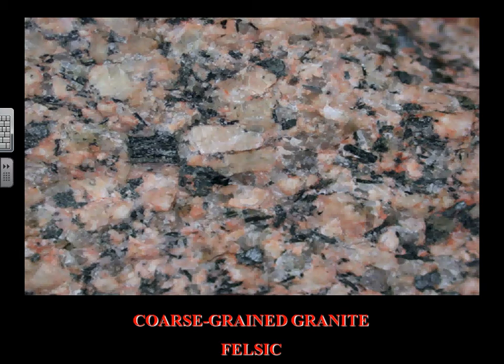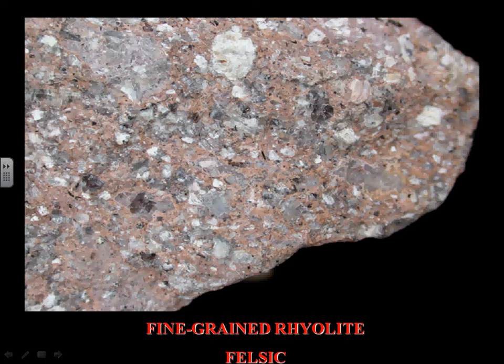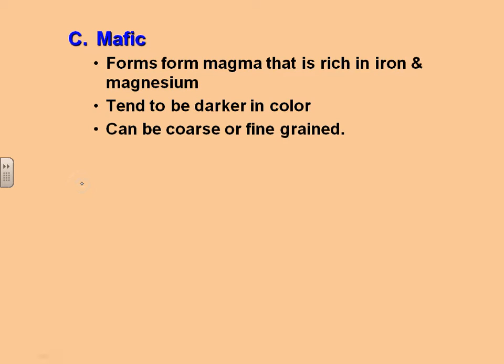felsic here. All right. So note in this picture, it's almost pink. Right? It's almost pink. This is felsic. This rhyolite, again, is an almost pinkish color. It's felsic. Then you have mafic. Mafic is really dark.